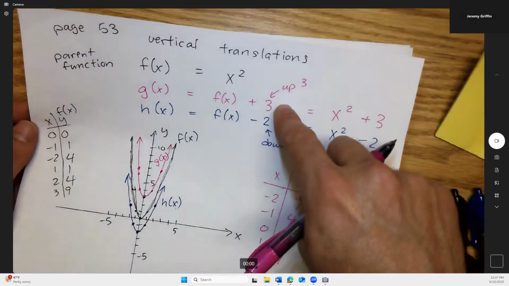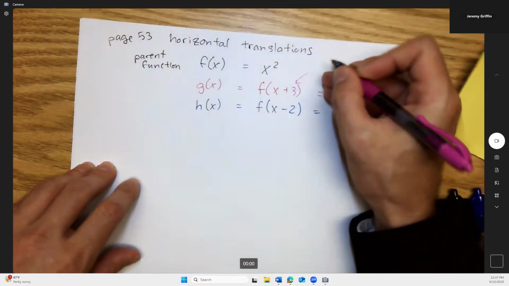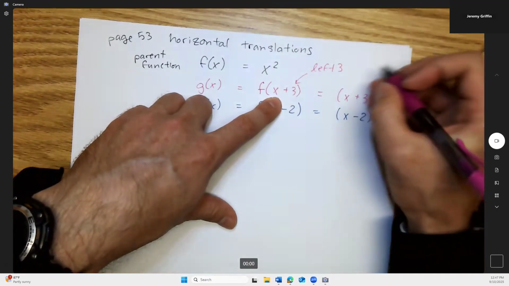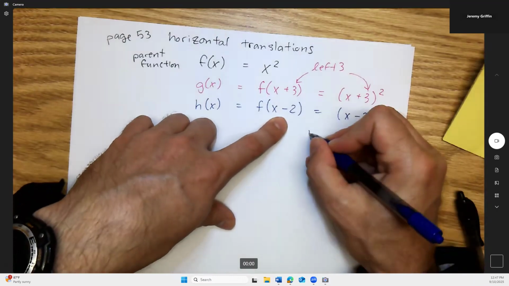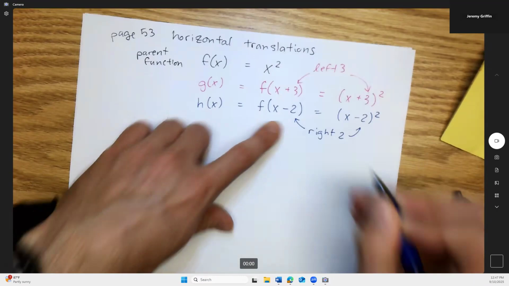Remember how for the vertical, plus was up and minus was down? Well, for horizontal, when you see plus, it actually means go to the left. So this indicates left 3. Same thing here, left 3. And if you see minus, that means go to the right, in this case 2 units. So right 2.